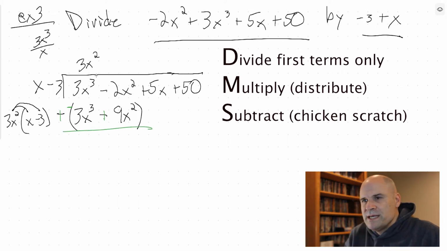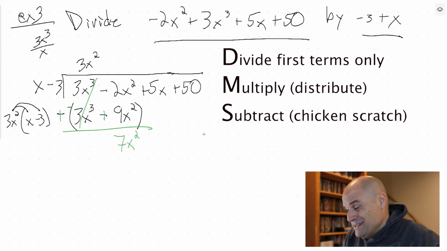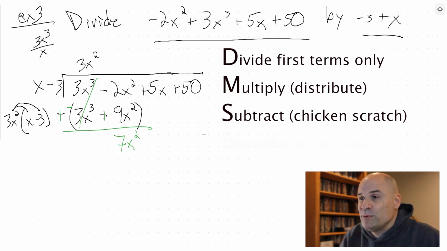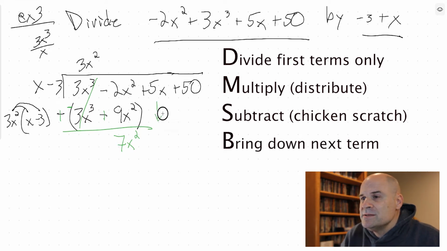3 plus negative 3 cancels, we knew that. And then we've got a negative 2x squared plus a positive 9x squared. That gives us a 7x squared. Dirty monkeys smell bad. Okay, what does B stand for? Bring down the next term. So now we've got plus 5x.